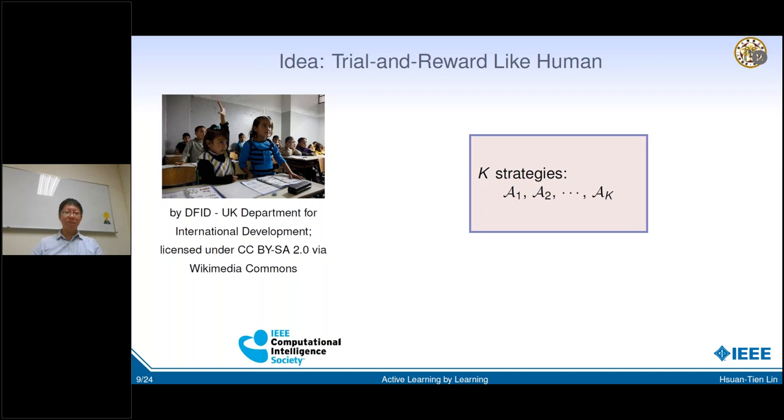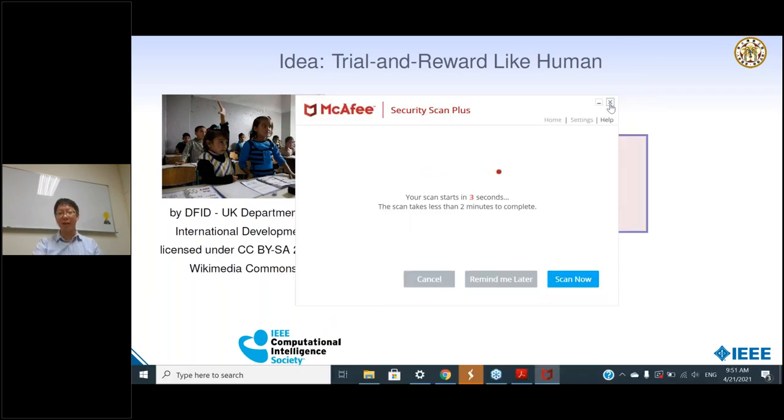So what do we do here? We want the kids or the machine or the student to learn to ask questions. The idea is that learning would not happen without some trials. So we want to design a scheme that uses trial and reward. Try to ask some questions, observe whether the question is good or not as the reward, and try to improve the question-asking strategies.